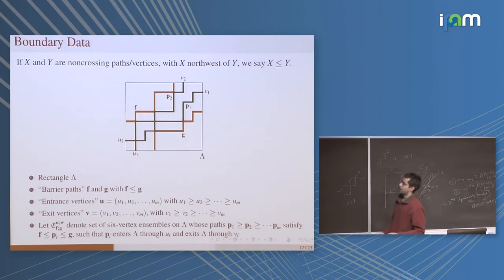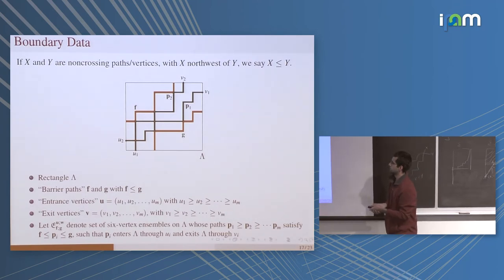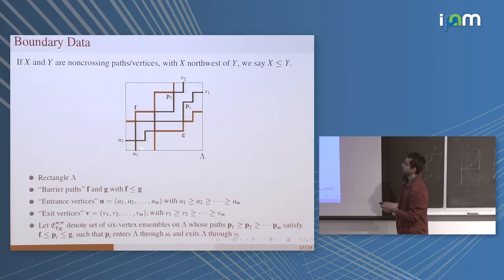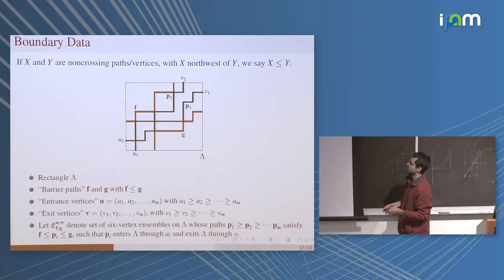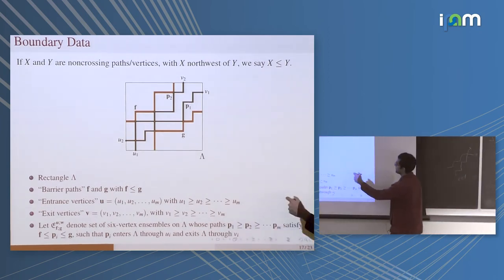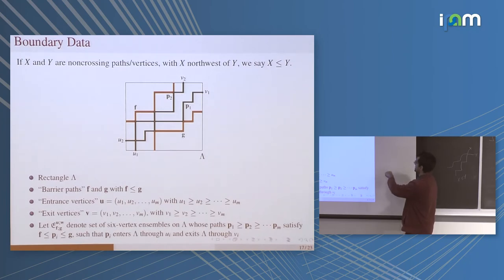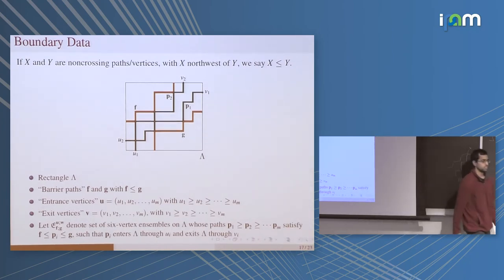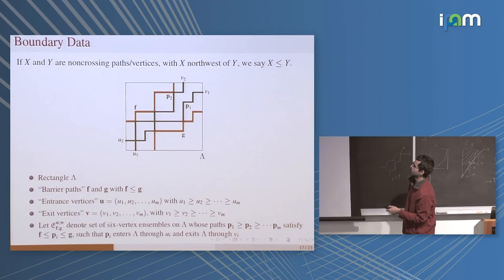Okay. So I'll introduce these barrier paths f and g with f less than or equal to g. Here they are, drawn in orange, and I'll denote entrance vertices u1, u2, all the way up to un, and these are supposed to denote entrance data for these paths in the ensemble. And then I'll also define exit vertices, which are v1, v2, all the way up to vn, and these are supposed to be exit vertices of the ensemble. So u1 and u2, this ordering here, indicates that the indices go up in this direction. So as I traverse the bottom and left boundary of the rectangle this way, the indices increase for u, and likewise, as I traverse this way, they increase for v, because as I go up this way, I'm going northwest.